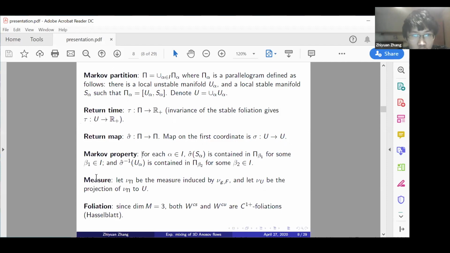We have explained this. Consider mu tau as a measure induced by mu GF, and let mu U be the projection of mu pi to U. And about the foliation, when the manifold is of dimension 3, you know that the weak stable and weak unstable are C1 plus epsilon foliations. So these are very important for us. This is a result of Hasselblatt's.